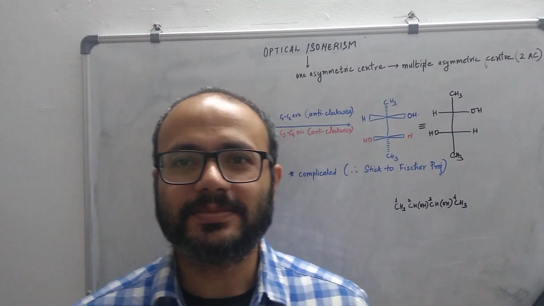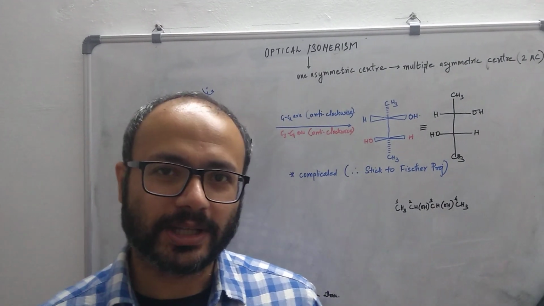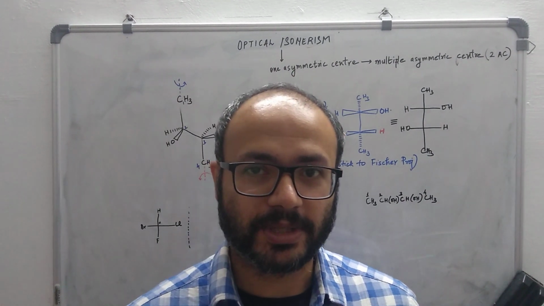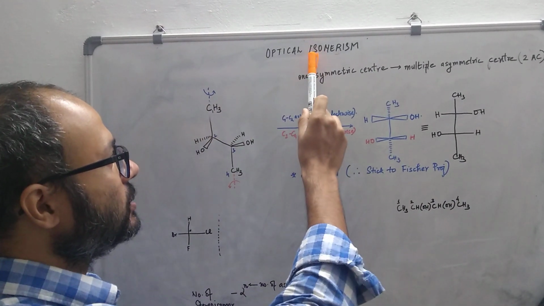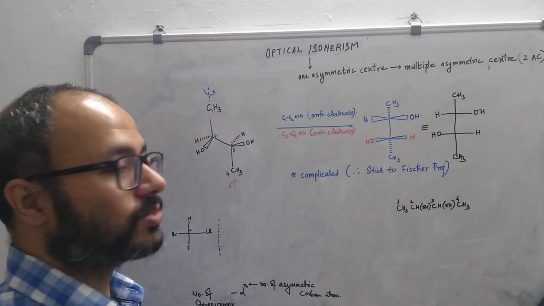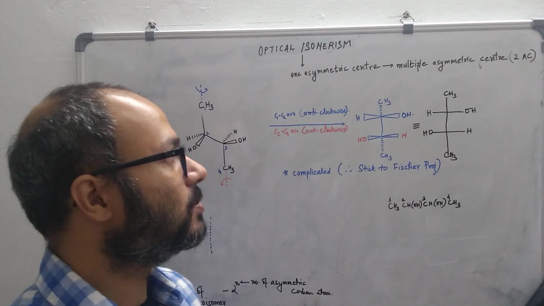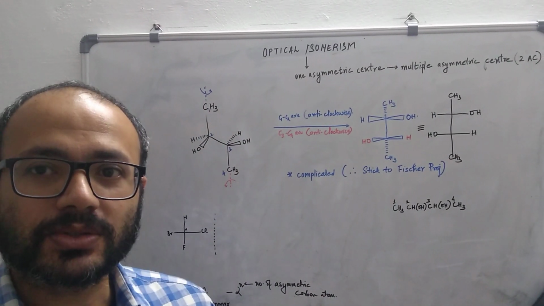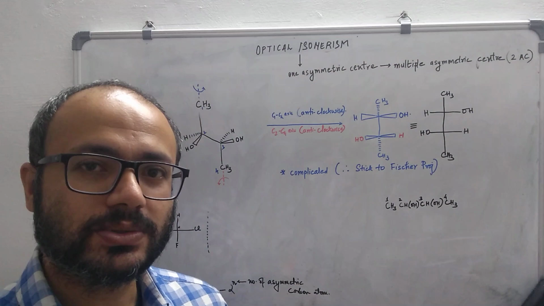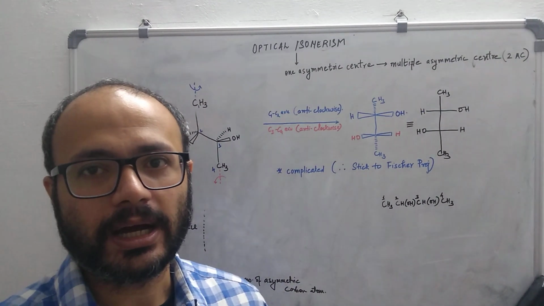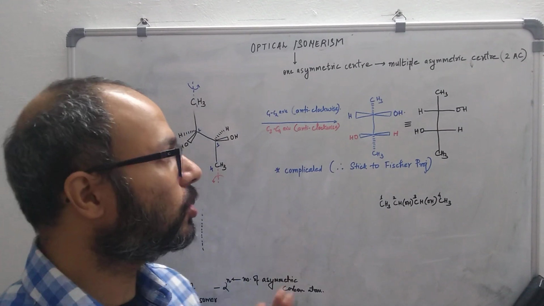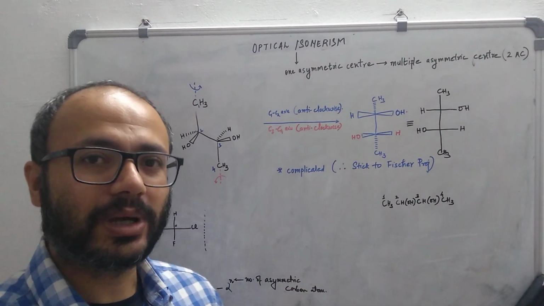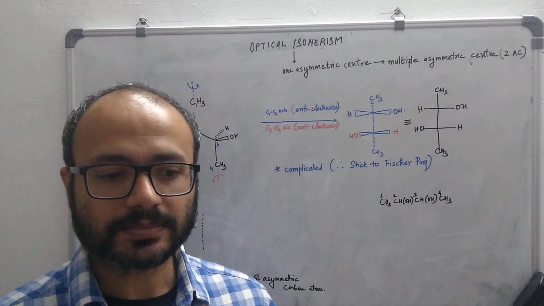Good morning, everyone. Let us continue with our discussion on optical isomerism. In the previous class, we looked into the compounds with one asymmetric center. Today we will look into compounds that contain more than one asymmetric center. Since we are the complementary class, we will be going only up to two asymmetric centers.